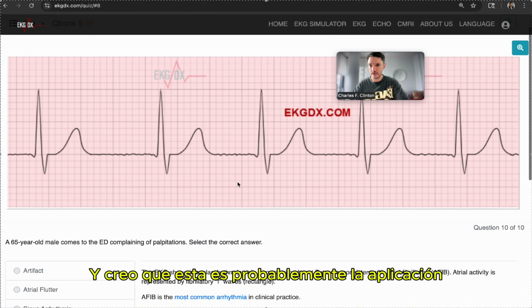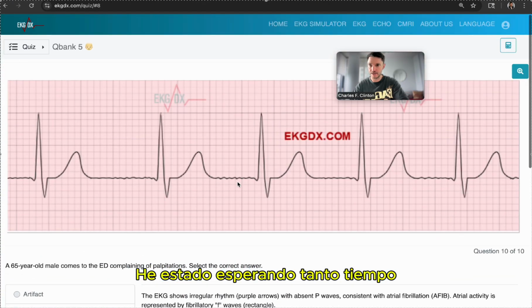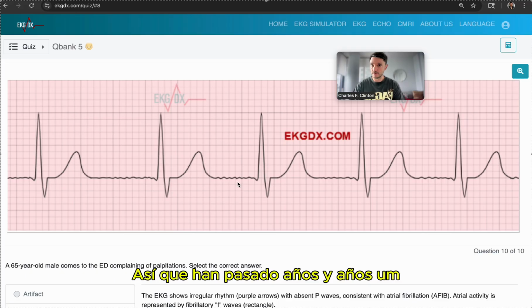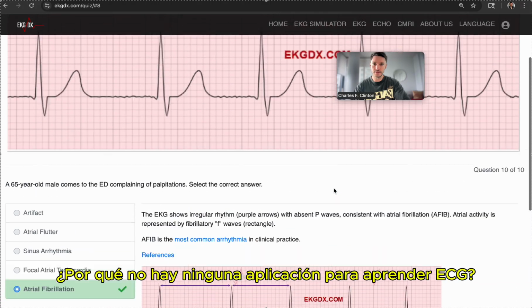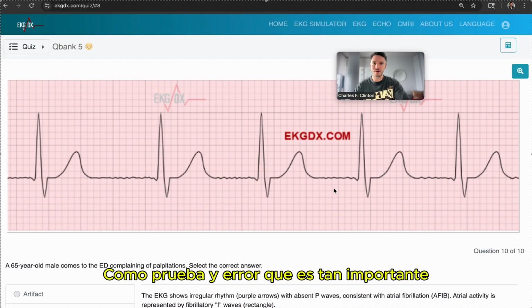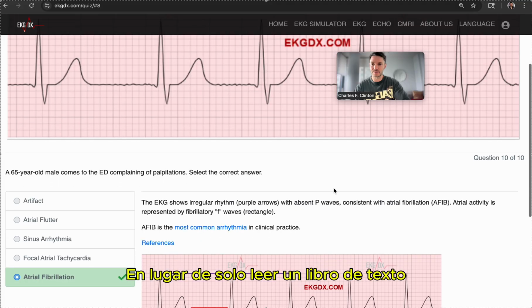From the Heart of Medicine, and I think this is probably the application I have been waiting so long for. It's been years and years since I started wondering why there isn't any application to learn EKG by trial and error, which is so important instead of just reading a textbook.